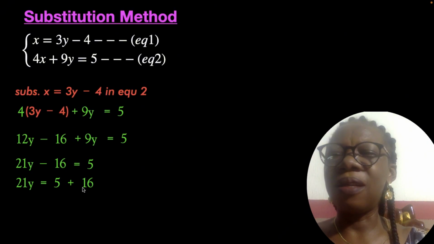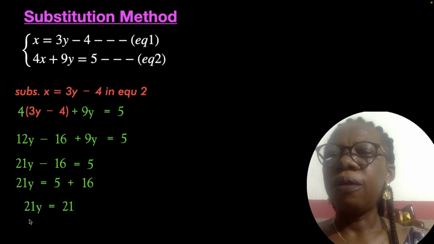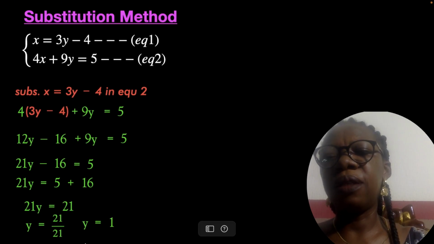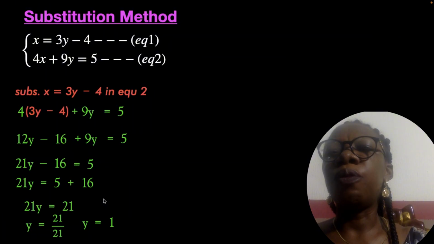21y is equal to 5 plus 16. 5 plus 16 is 21, then 21y is equal to 21. To isolate y, we divide both sides by 21. So we have y equal to 21 over 21, and 21 over 21 is 1. Therefore, the value of y in this equation is 1.